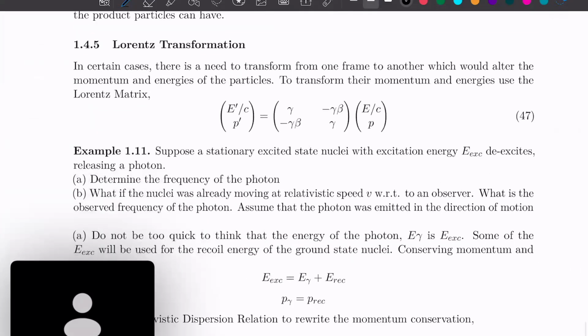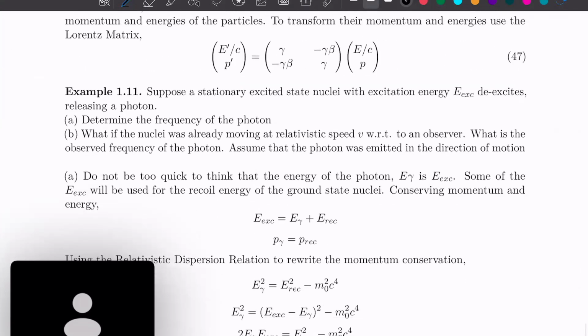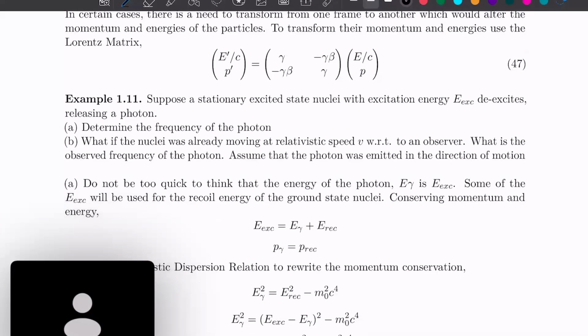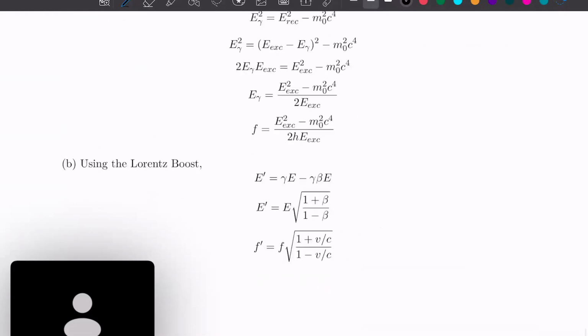essentially, you can find your energy in another reference frame using the Lorentz boost, and also the momentum in a different frame. Sometimes you might need to use this if your particle is moving at a relativistic speed, and then you consider the momenta in its own rest frame, which might be necessary, for example, in this example. So maybe you can try this example. If you don't know how to solve it, you can just ping me.